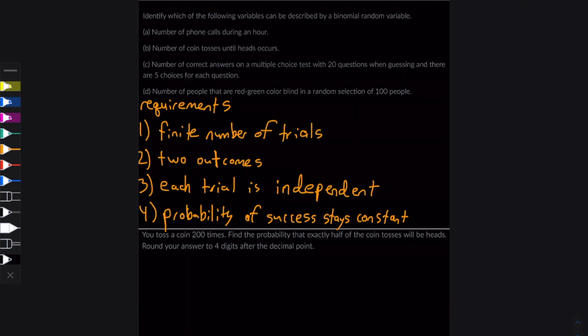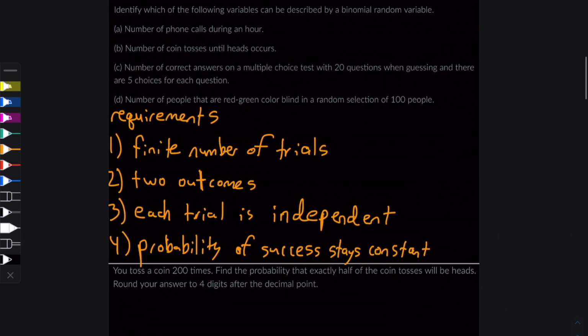So for the first one, number of phone calls during an hour. We don't have a finite number of trials here, so this automatically fails the first requirement, because it says during an hour. So you could make 1 phone call during an hour, or you could make 100 phone calls during an hour. We don't know. It doesn't tell us how many trials we're getting here. So that does not describe a binomial random variable.